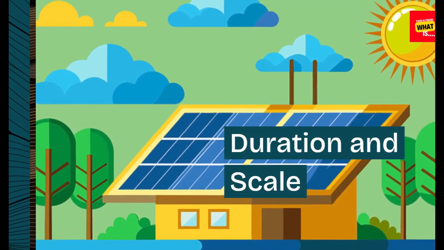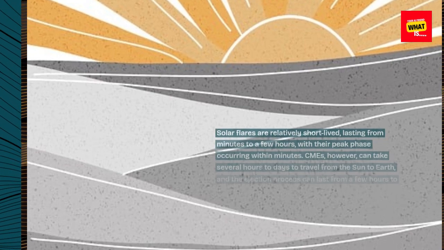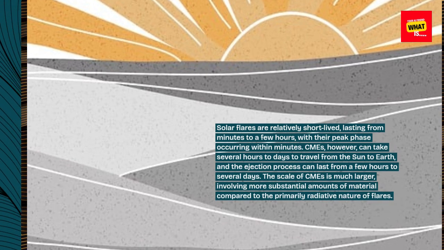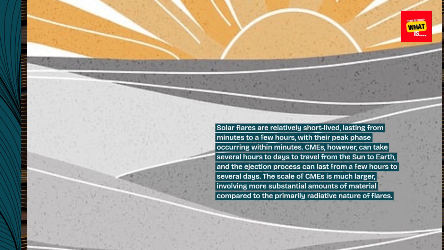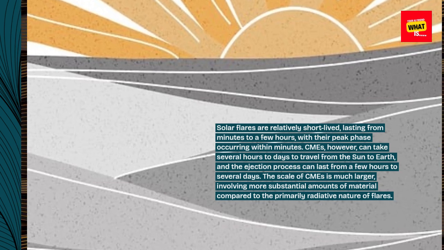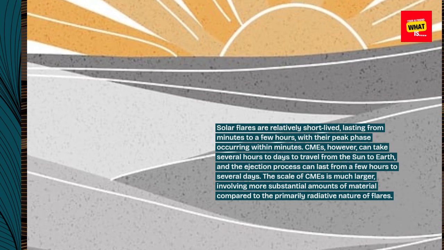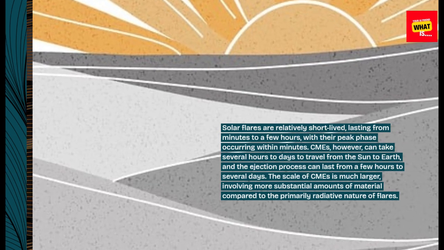Duration and scale. Solar flares are relatively short-lived, lasting from minutes to a few hours, with their peak phase occurring within minutes. CMEs, however, can take several hours to days to travel from the Sun to Earth, and the ejection process can last from a few hours to several days. The scale of CMEs is much larger, involving more substantial amounts of material compared to the primarily radiative nature of flares.